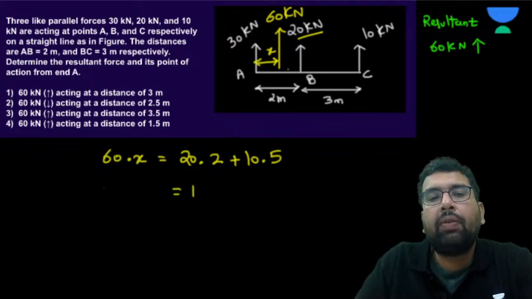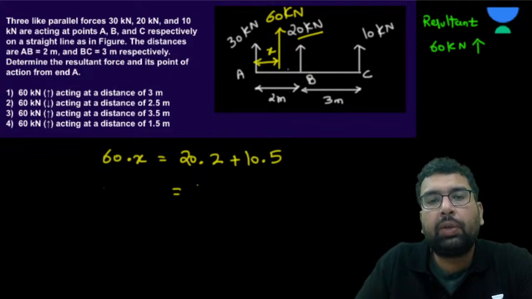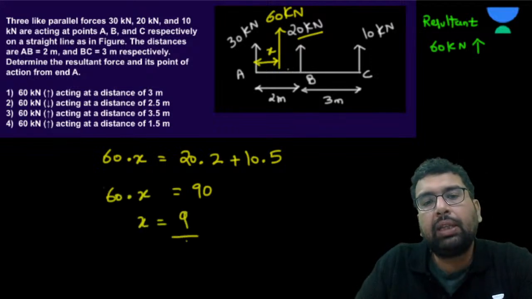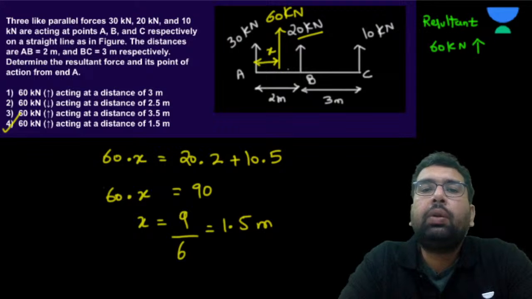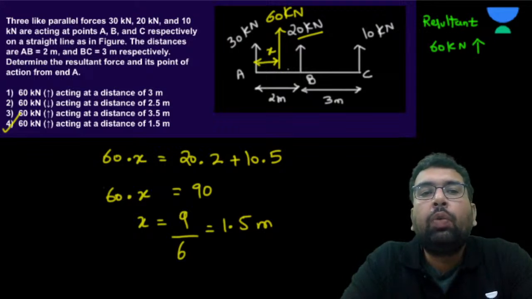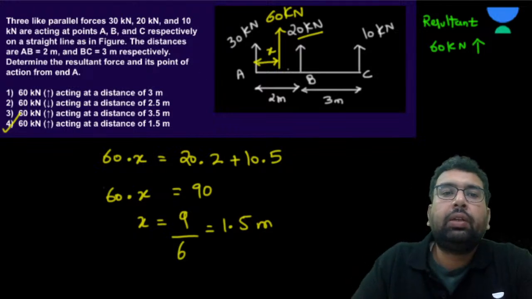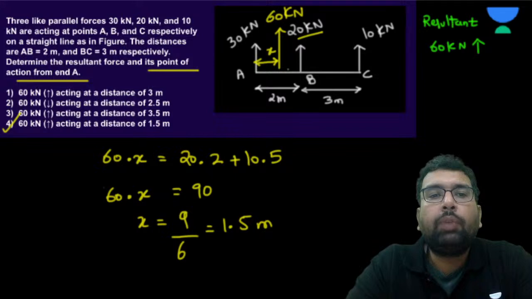So 60 of x equals... oh sorry, this is 10 into 5, so it is 50, plus 20, that is 90. So 60x is equal to 90. So x will be 9 by 6, which is 1.5 meter. So the resultant is 60 kilonewton, acting at a distance of 1.5 meter from the end A. It is written in the question, point of action from end A, that means the location of this force from the point A.